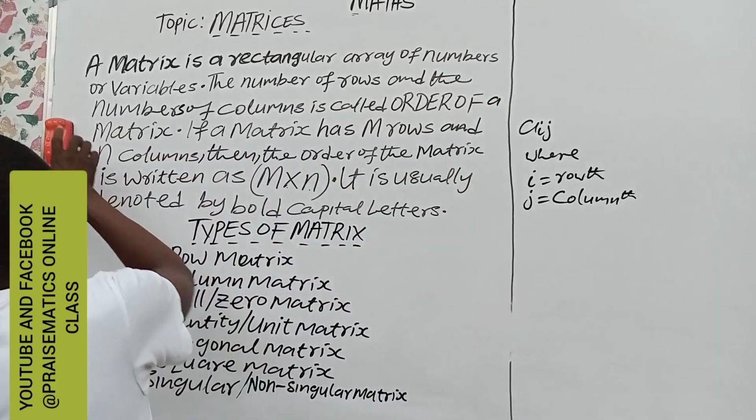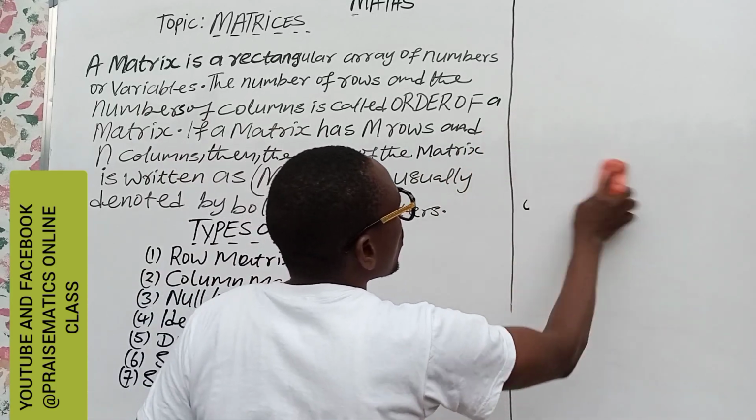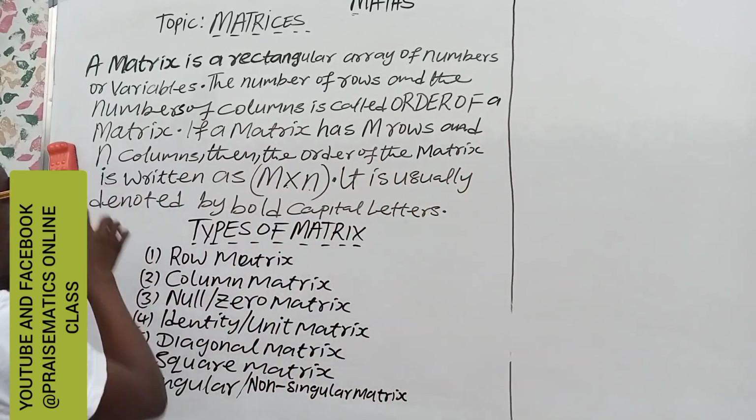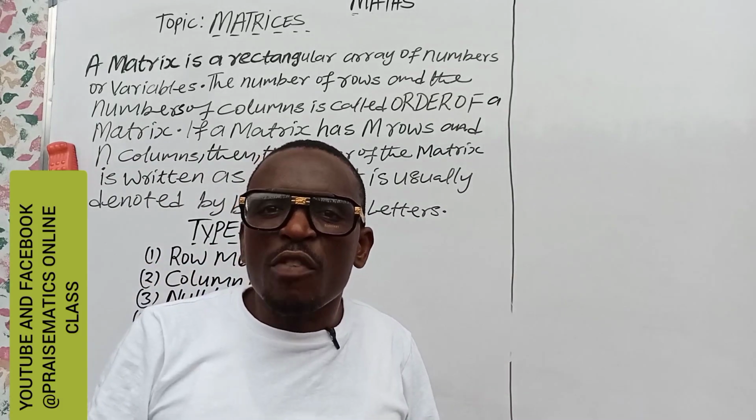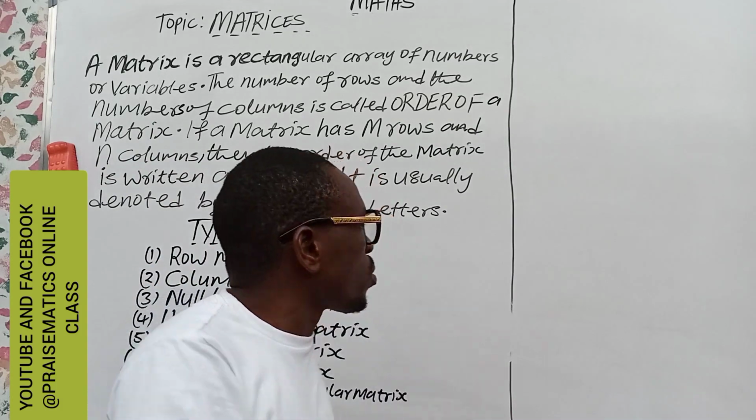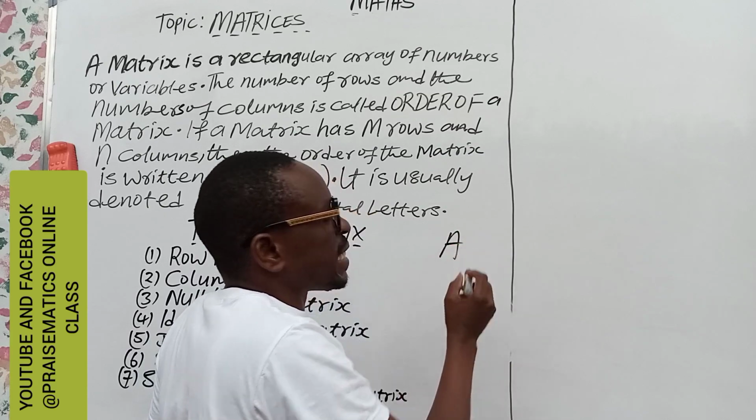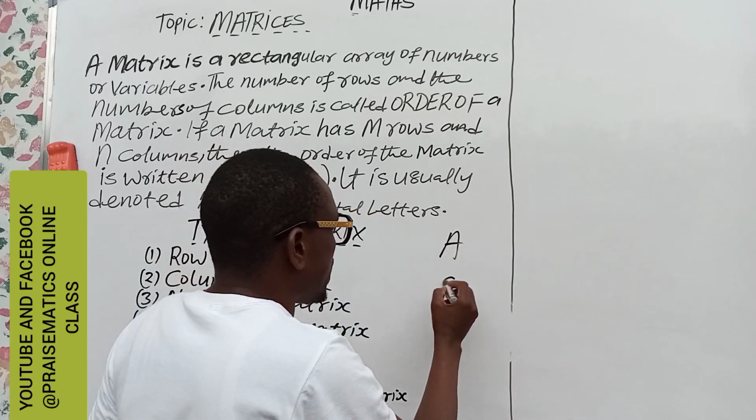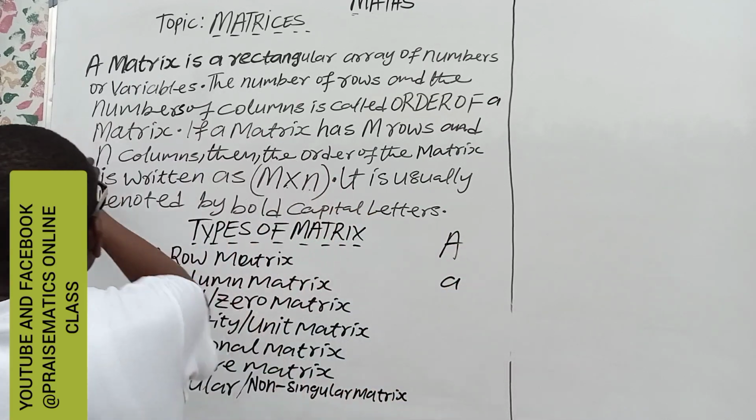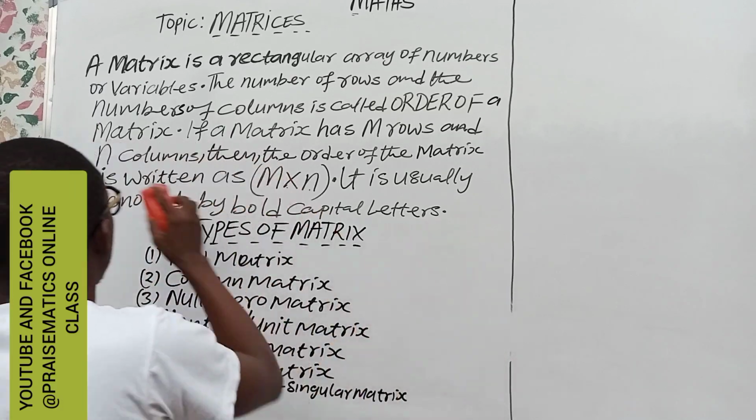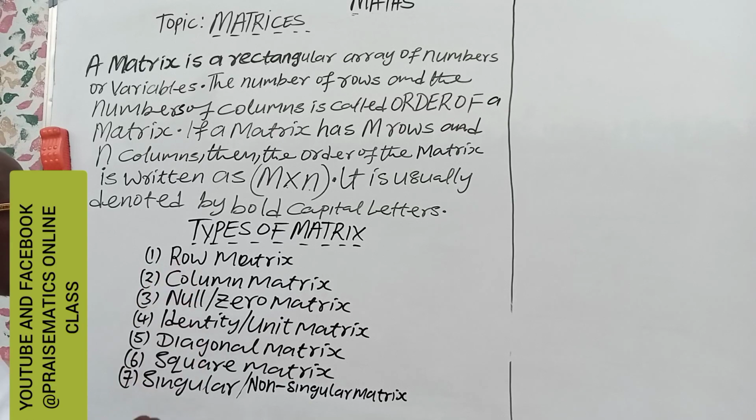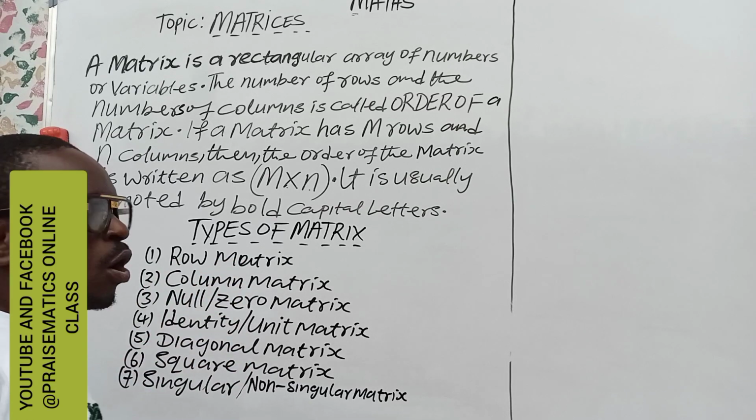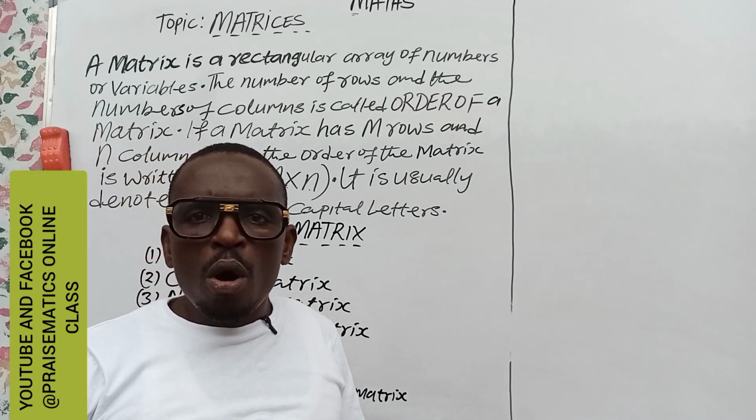Okay, now let's go. A matrix is always denoted by a capital letter. If you want to say matrix A, you are going to write it as capital A, not like this. So we are going to look at the types of matrices.